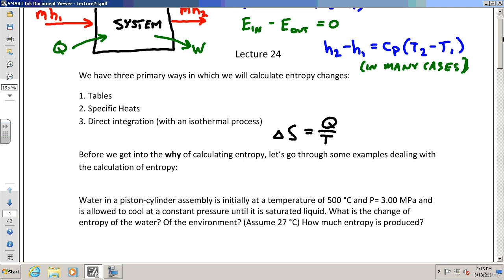Yes, it has to be absolute. Anytime you multiply or divide by a temperature, it has to be absolute.